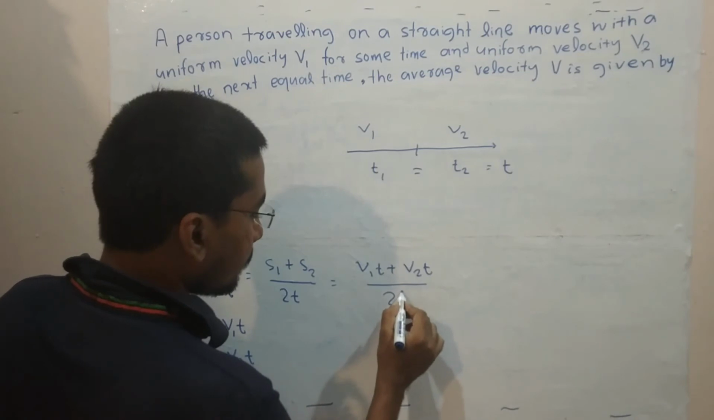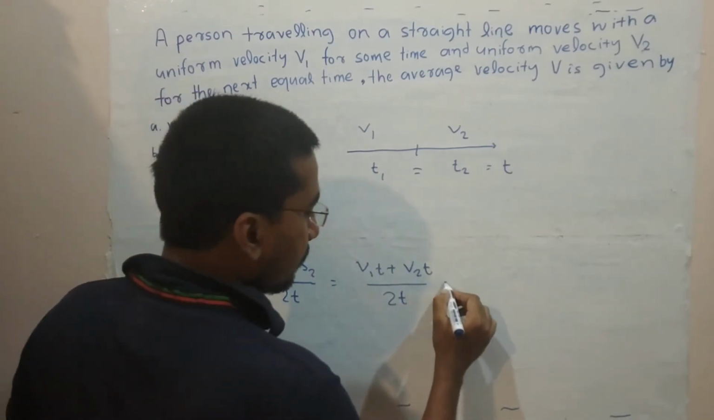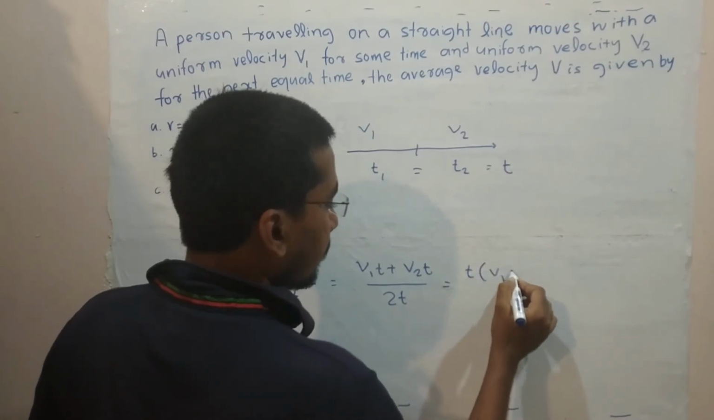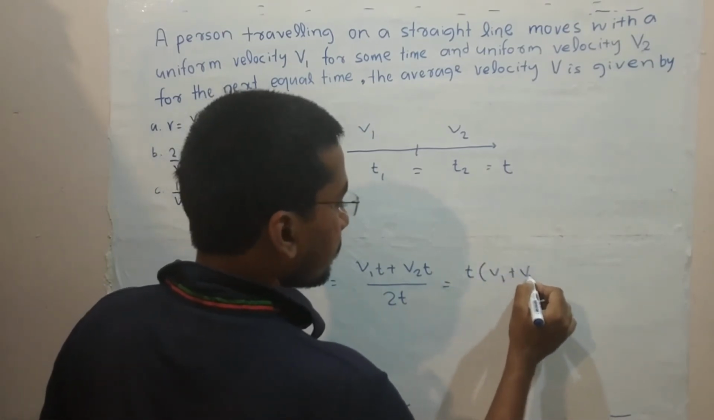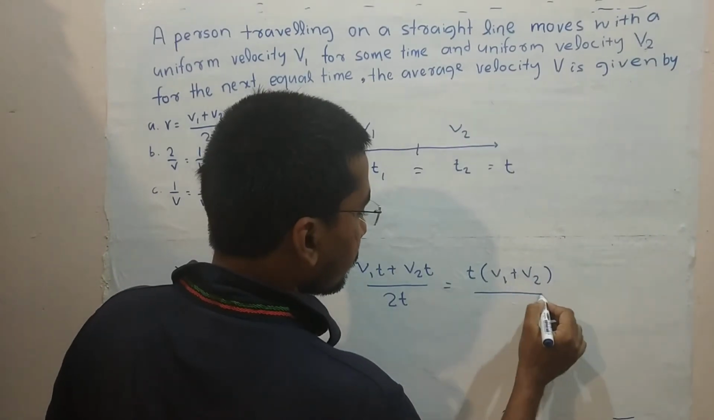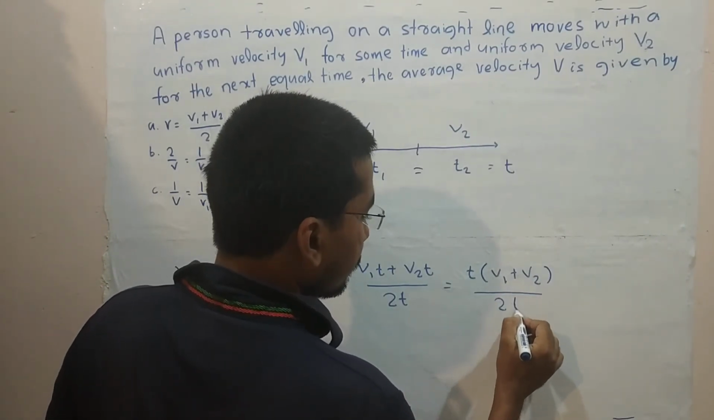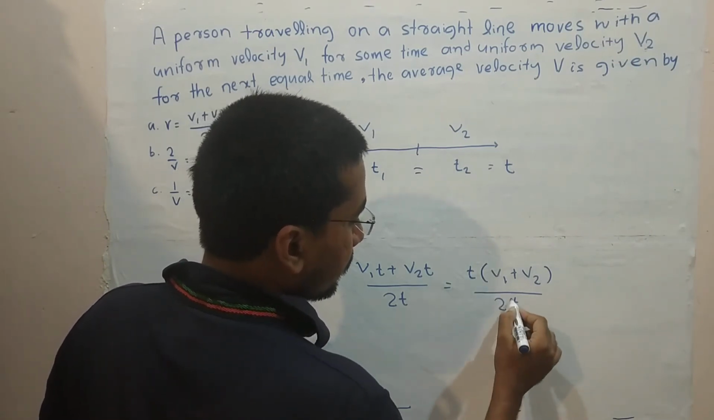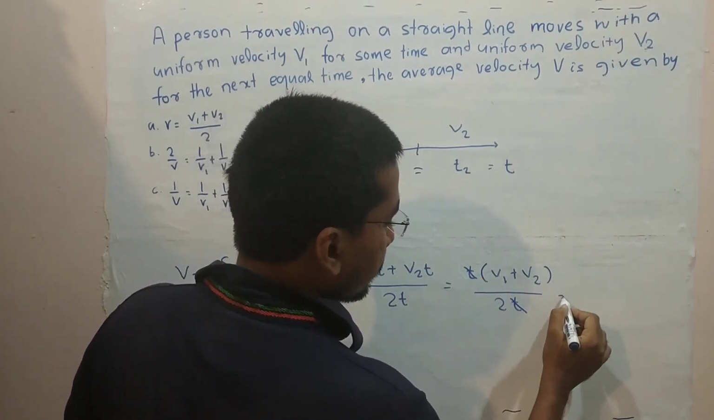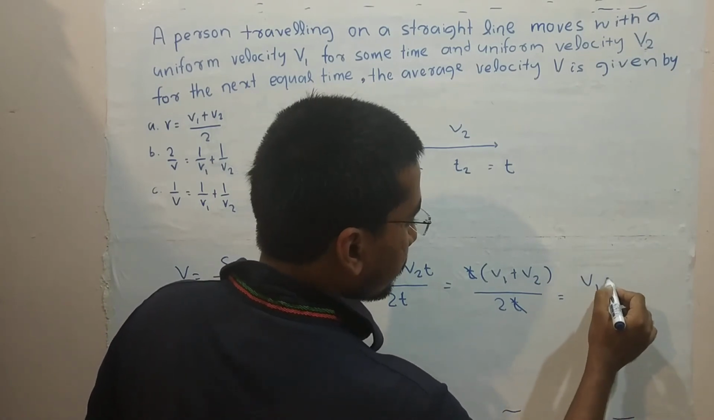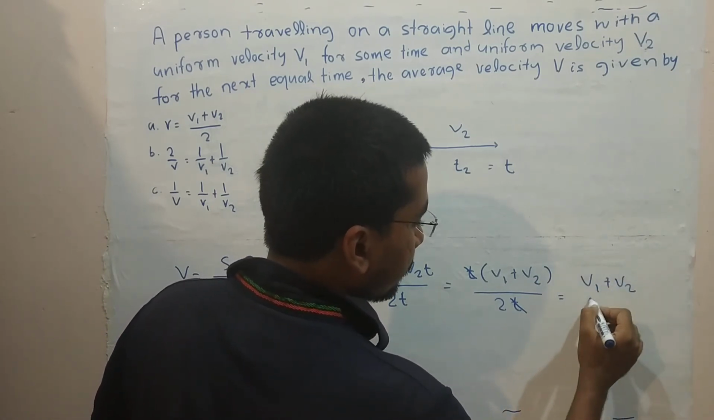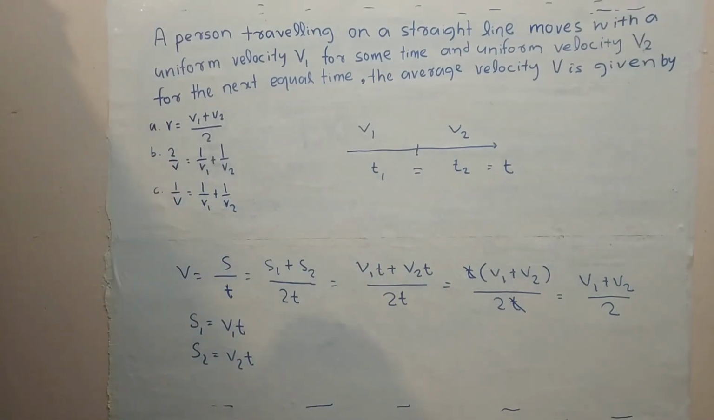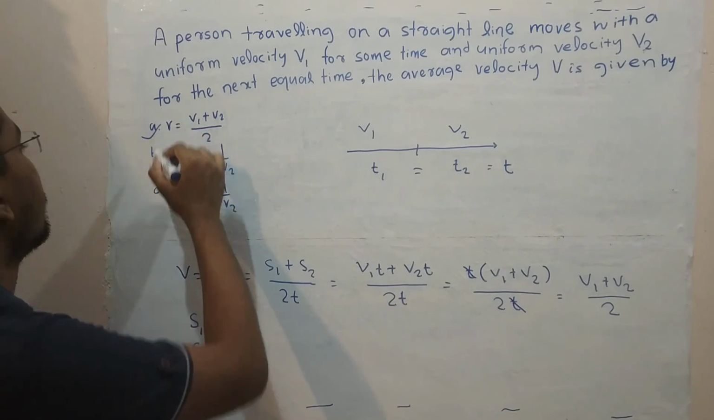by 2t, taking t common, v1 plus v2 by 2t, t and t will be cancelled, equal to v1 plus v2 by 2, which is option 1. So A is the correct option.